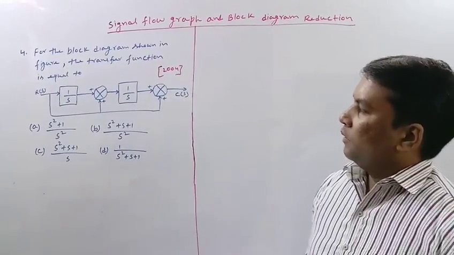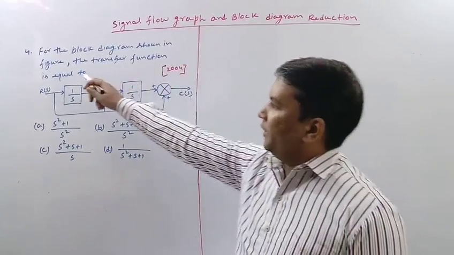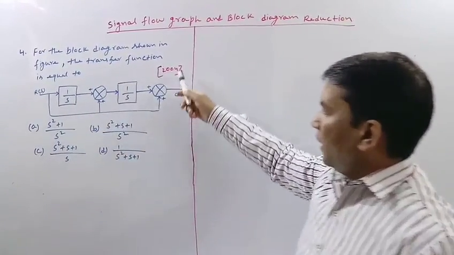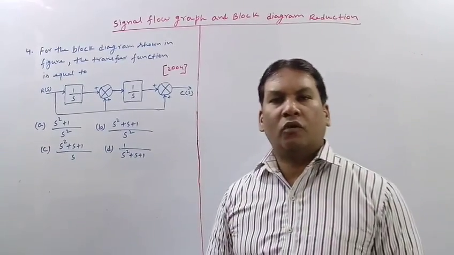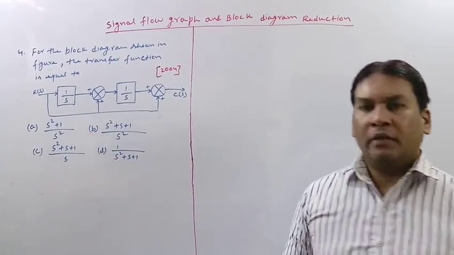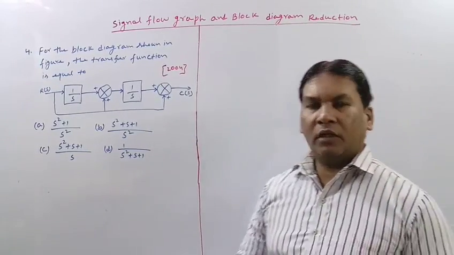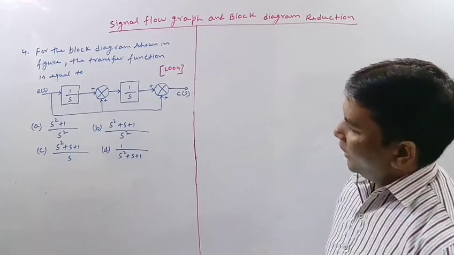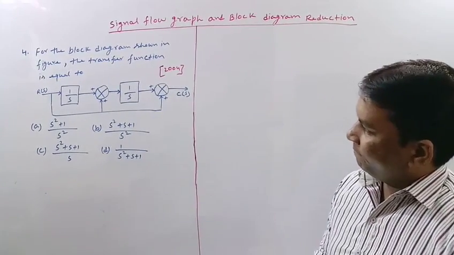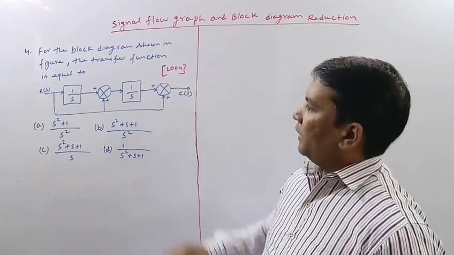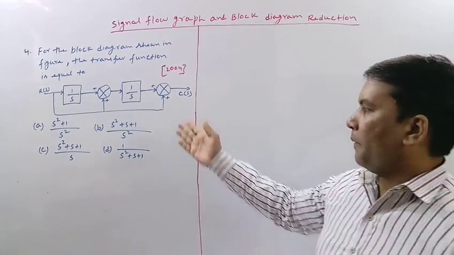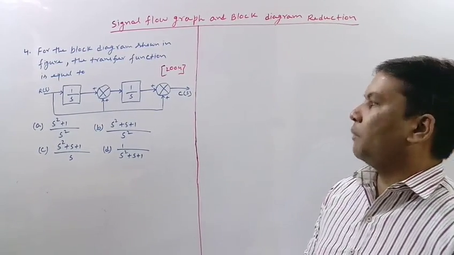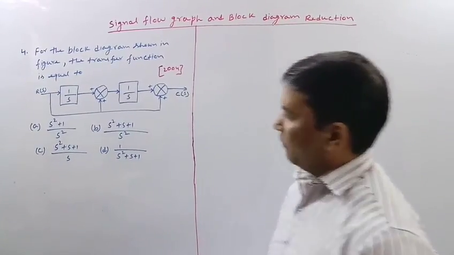The next problem is, for the block diagram shown in the figure, the transfer function is equal to, this is the block diagram given, and this problem was asked in GATE 2004. There are 4 alternatives given, so let us try to find the transfer function. At first let us find the signal flow graph. We can find it by signal flow graph or otherwise also. What will be the signal flow graph?